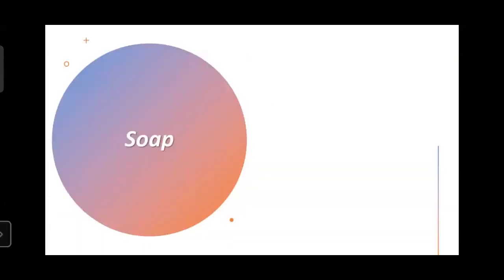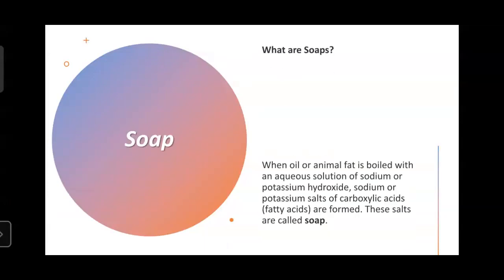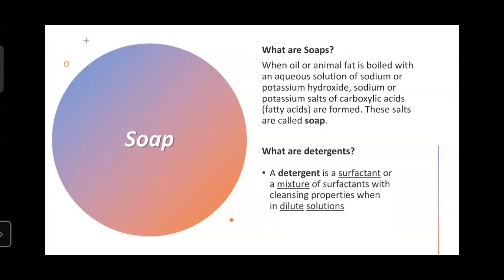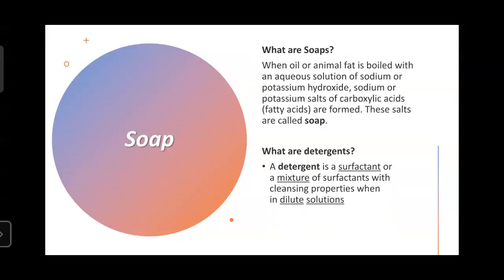So the next concept we have seen is soap. Soaps are formed when oil or animal fat is boiled with an aqueous solution of sodium or potassium hydroxide. The sodium or potassium salts of carboxylic acid, that is fatty acid, are formed, and these salts are called soap. Next, what is a detergent? A detergent is a surfactant, or a mixture of surfactants, with cleansing properties when in dilute solution.